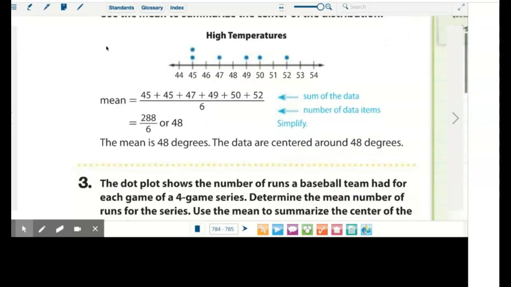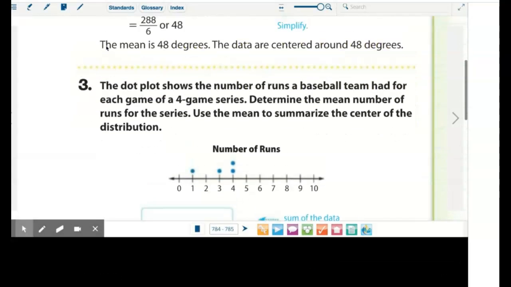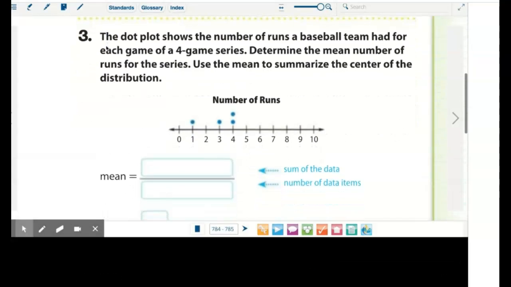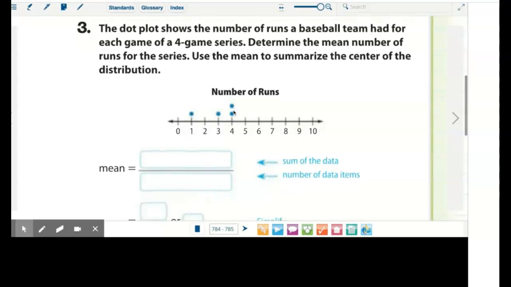Okay? Now, the mean was 48 degrees. 48 degrees was the high. So I think I may have said 45, but I lost my mind. 48 degrees was the average high.